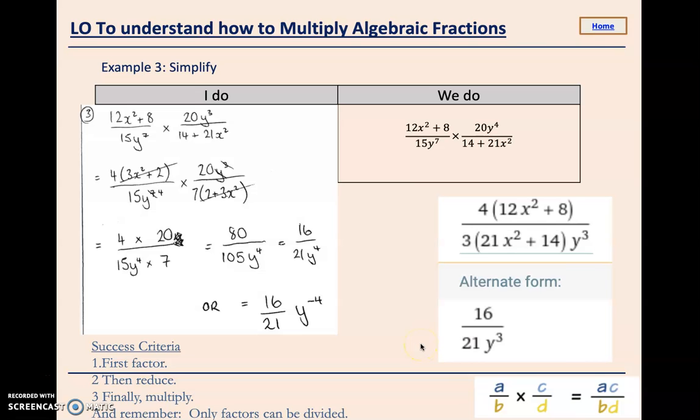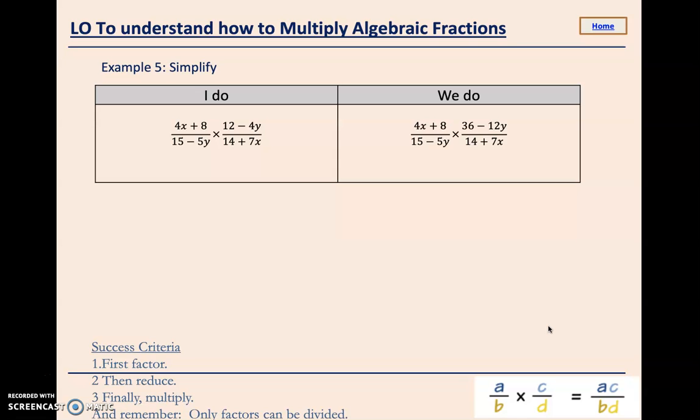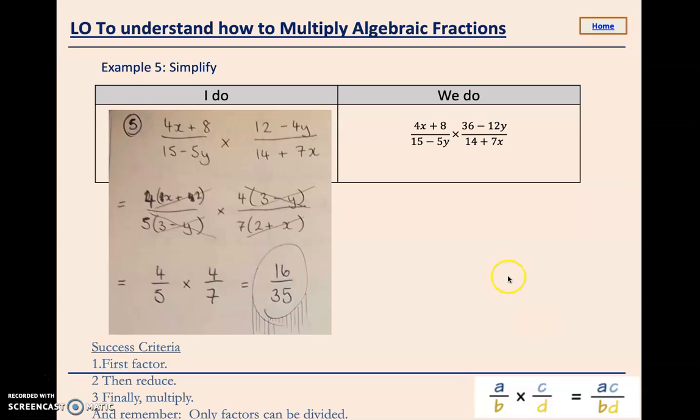And here is your answer. 16 over 21y cubed. Or you could write it as 16 over 21 times by y to the power of minus 3. Make sure you copy that down. Let's have another look at another example here.